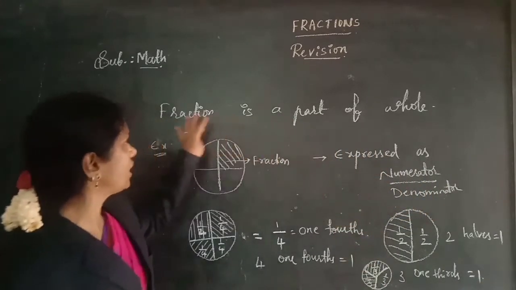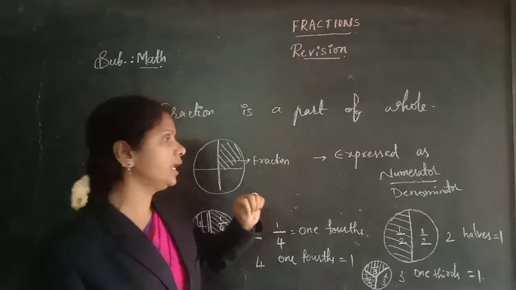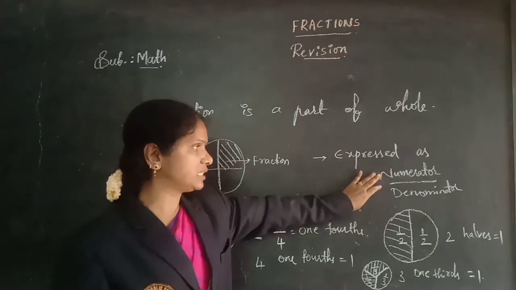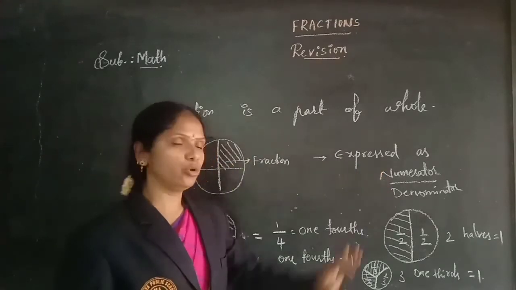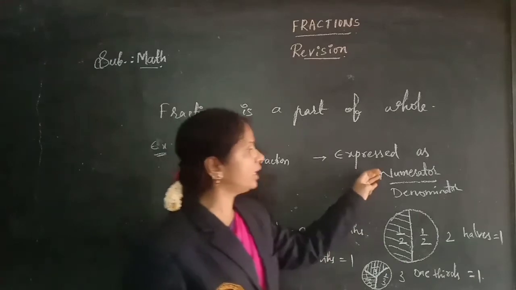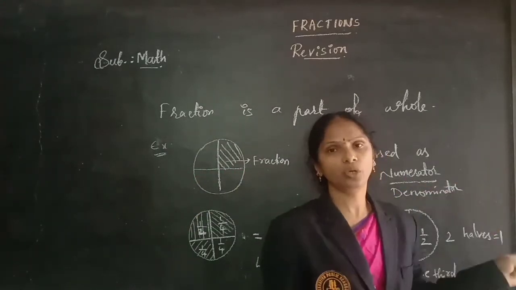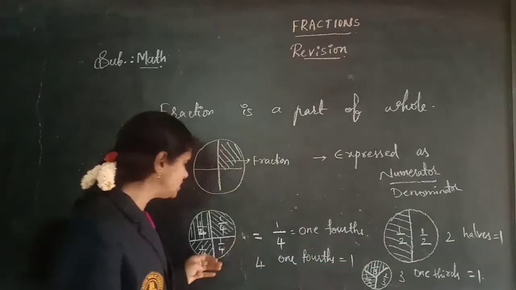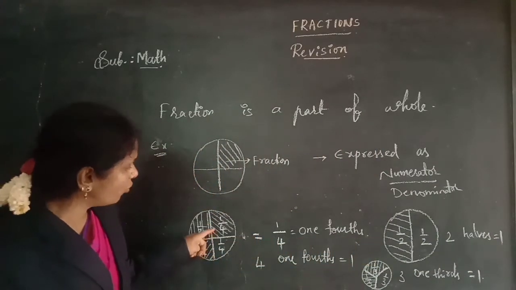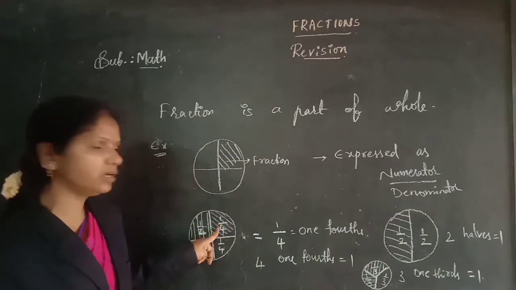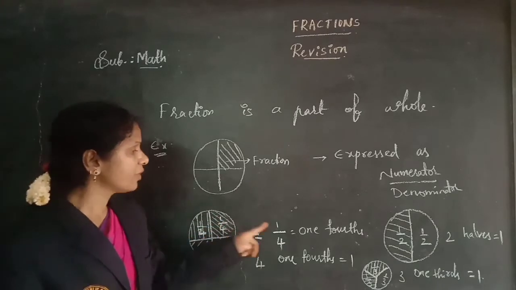Once again, fraction is a part of a whole, children, and how can we express it? We can express it as numerator by denominator. Numerator is nothing but the preferred parts, by denominator, which is nothing but the total parts. And coming to this figure, children, only this part is shaded here. How can I write only one part here?